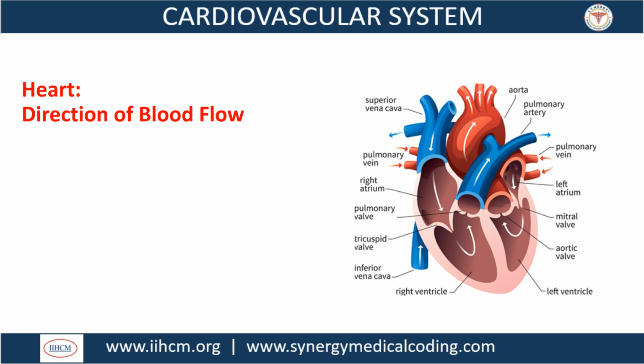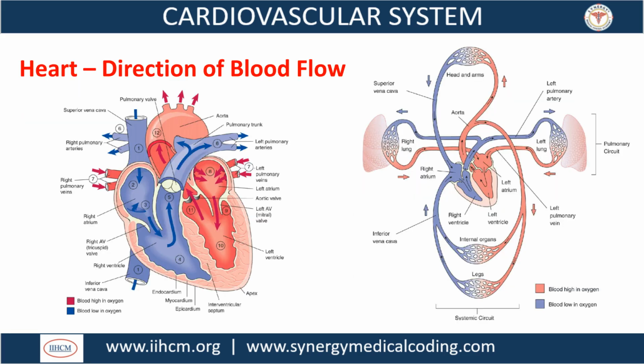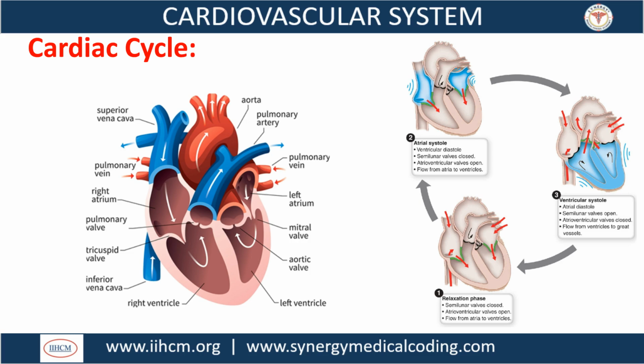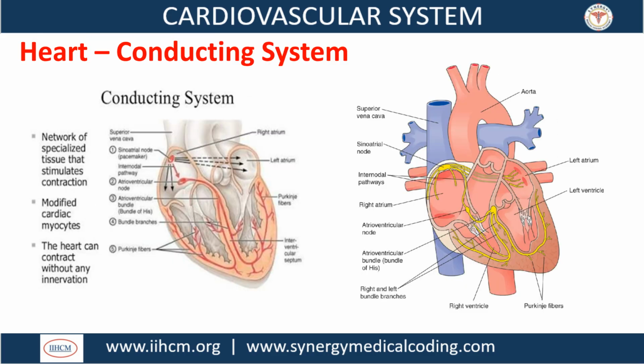Blood flows through the heart in a specific direction, ensuring oxygen-poor and oxygen-rich blood are separated for efficient circulation. This diagram further illustrates the direction of blood flow through the heart and the systemic and pulmonary circuits. The cardiac cycle involves atrial systole, ventricular systole, and a relaxation phase, coordinating the filling and pumping of blood. The heart's conducting system, a network of specialized tissue, initiates and coordinates the heart's contraction without external intervention.